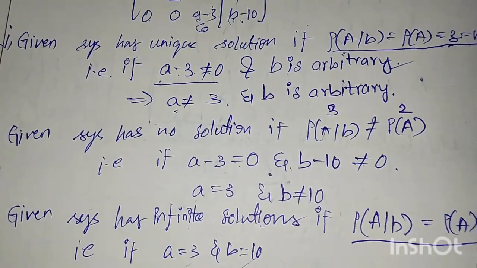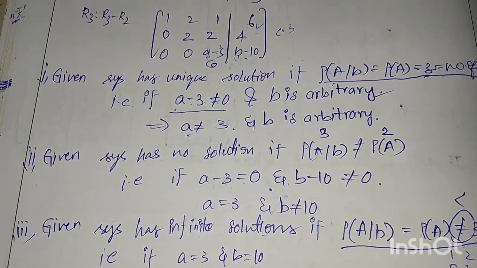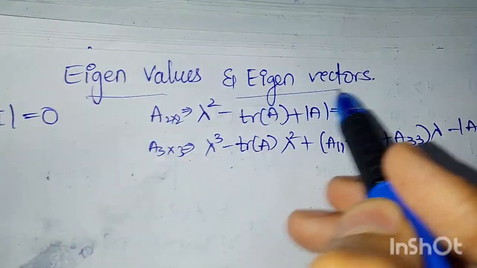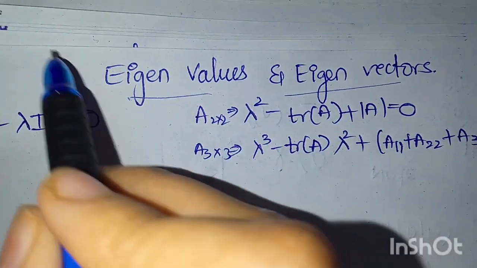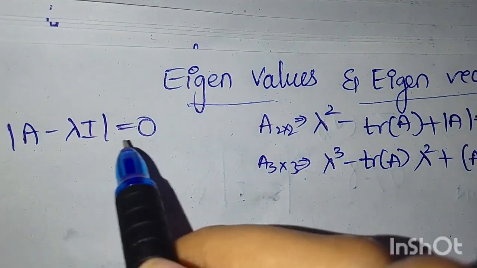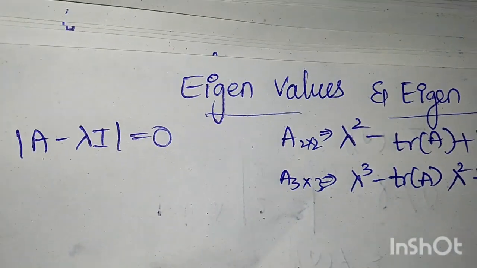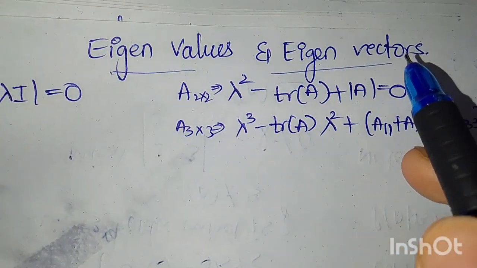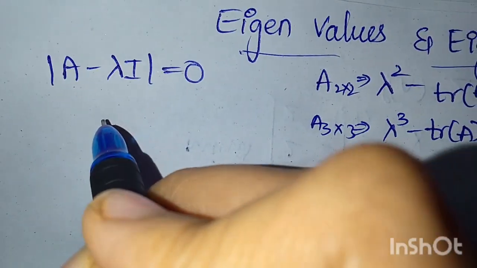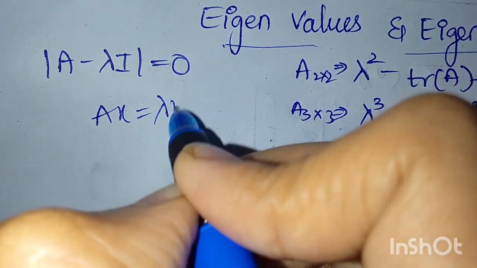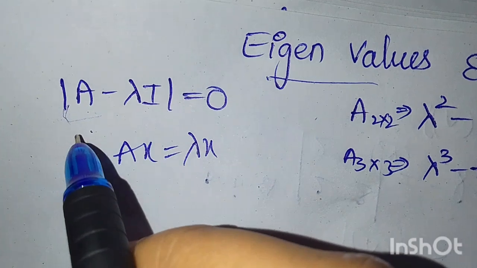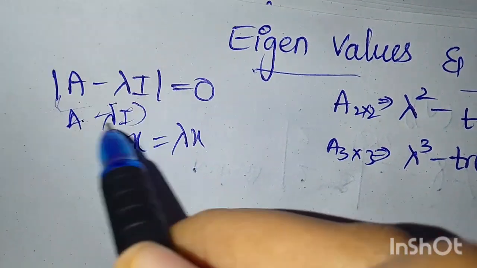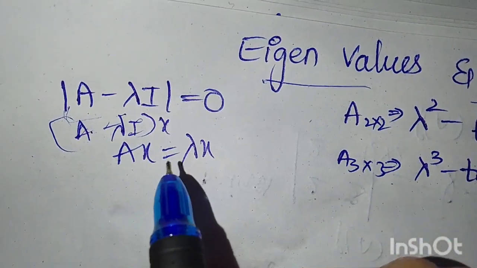So, eigenvalues and eigenvectors, very simple. First they'll give you a matrix. For the matrix you have to find det(A minus lambda I). And then you'll get an equation, right? The roots of that equation are called eigenvalues. And eigenvectors are nothing but Ax equals lambda x. We get them from (A minus lambda I) times x equals 0.